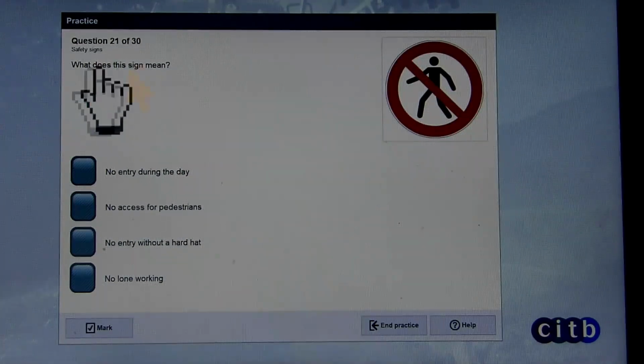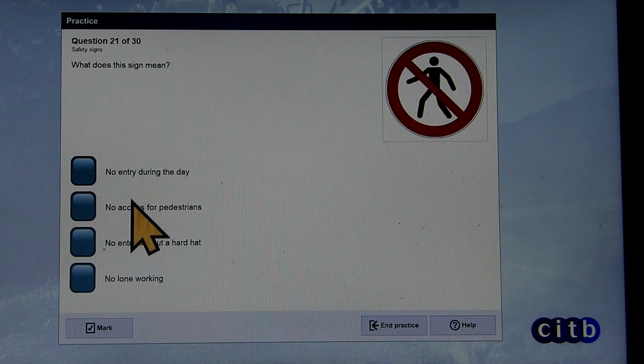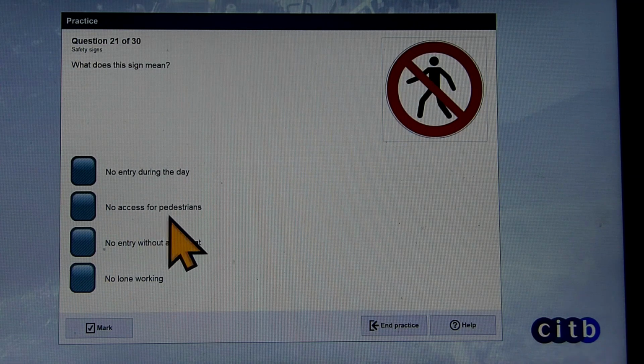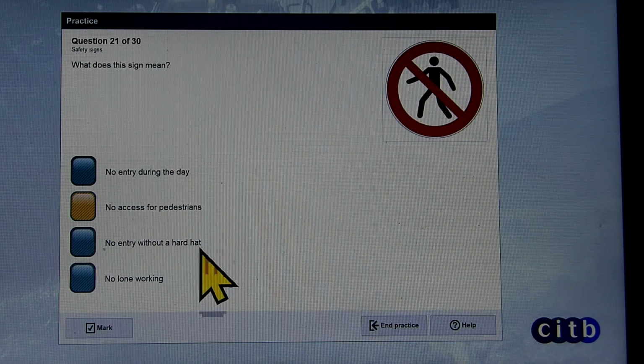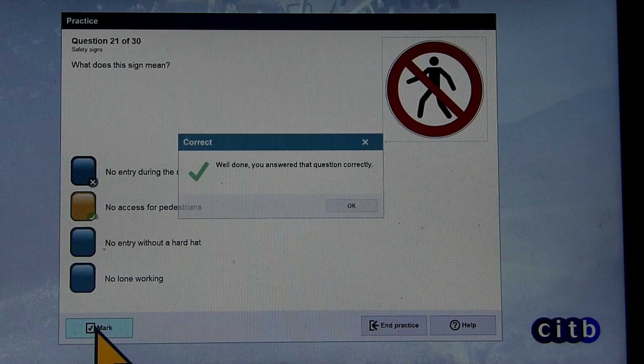About this one, what does this sign mean? No entry during the day? Does it mean no access for pedestrians? No entry without a hard hat? No lawn working? The answer is no access for pedestrians.